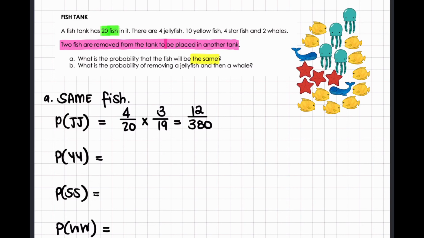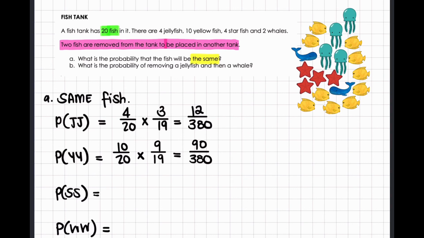What if both fish are yellowfish? All right, so what's the probability of drawing a yellowfish first? We have 10 yellowfish out of 20 fish in total. All right, so now if I were to draw this yellowfish, so I'm getting rid of the yellowfish that I've drawn. So now I've taken it out of the fish tank. How many yellowfish am I left with? I'm left with 9 yellowfish out of, now I've gone from 20 fish down to 19 fish. So 10 times 9 is 90 over 380.